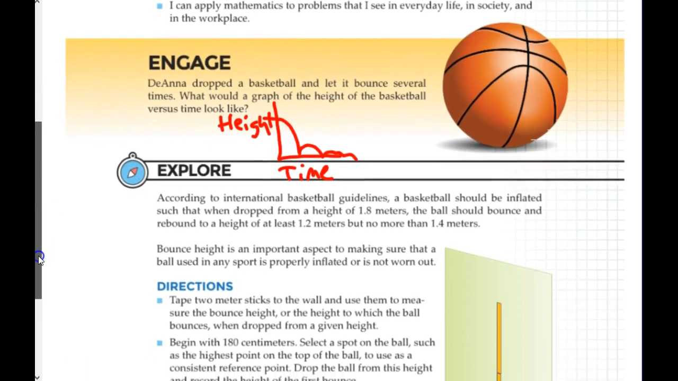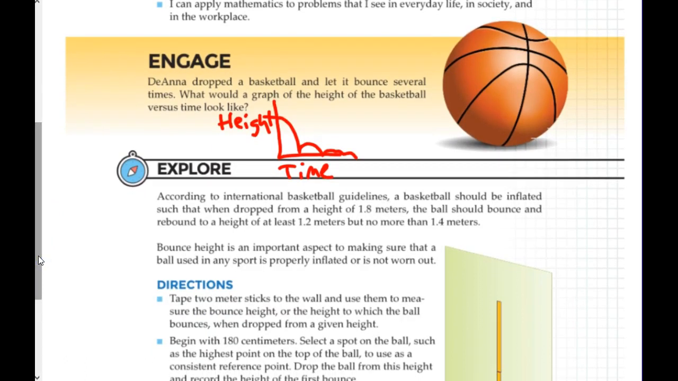But on this Explore part, it says, according to international basketball guidelines, a basketball should be inflated such that when dropped from a height of 1.8 meters, the ball should bounce and rebound to a height of at least 1.2 meters, but no more than 1.4 meters. So basketballs, obviously they got to bounce to dribble, but they're not supposed to bounce too much or too little, right? If they bounce too much, it's like Space Jam, it's going everywhere. But if it's too little, you can't dribble it. So that's how you know you got a good basketball, based on how much it bounces.